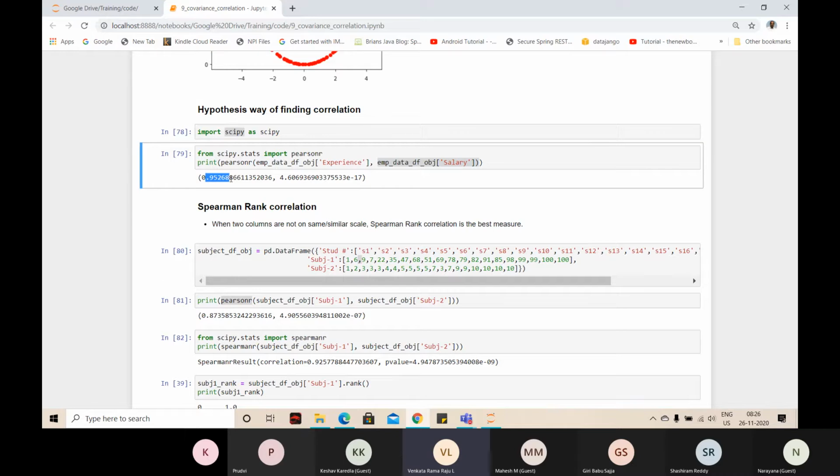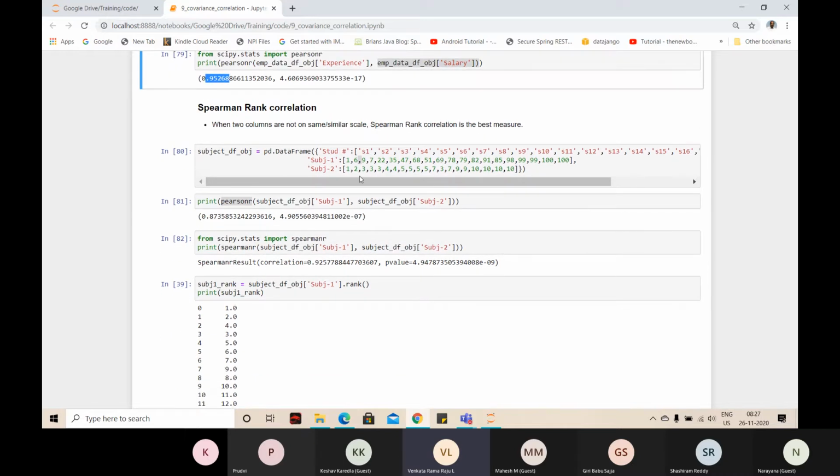And here to do Spearman correlation, I have taken the marks of students in two different subjects. I did Pearson and got 87, right? I did Spearman and got 92. See how much difference there is here? Actually, I have seen a 5% difference in the correlation coefficient. So why did we get this?